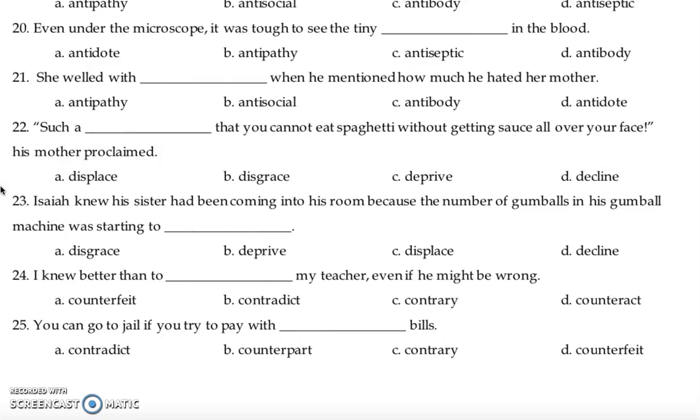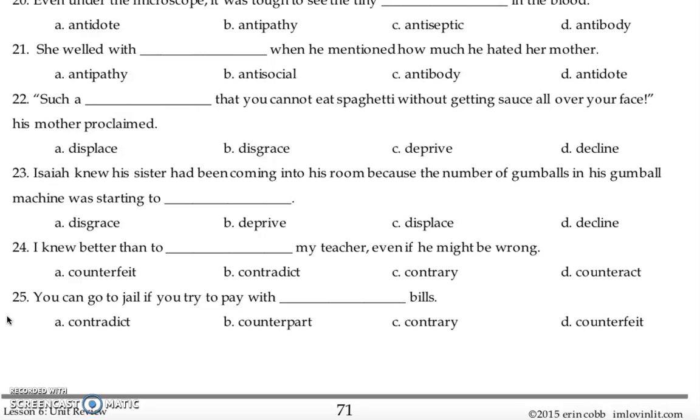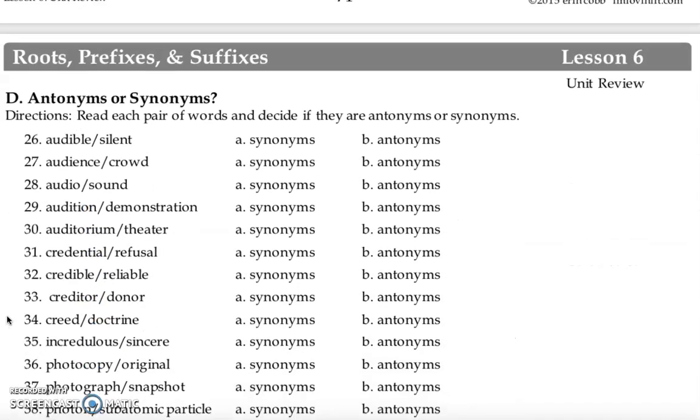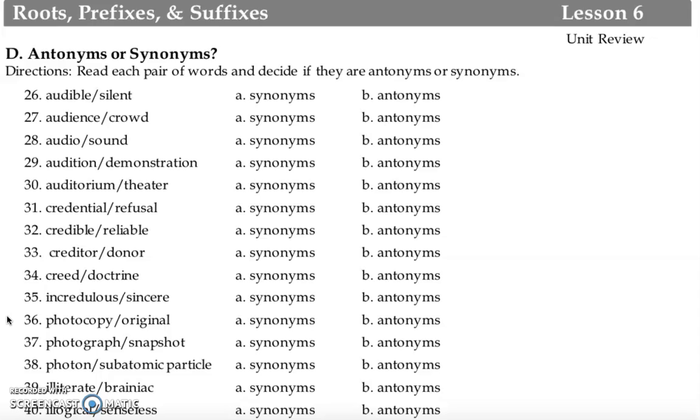A, counterfeit, contradict, contrary, counteract. 25, you can go to jail if you try to pay with blank bills. Contradict, counterpart, contrary, counterfeit. Let's look at part D. Antonyms or synonyms. Read each pair of words and decide if they are synonyms or antonyms. All the way down, choice A says synonyms and choice B says antonyms.